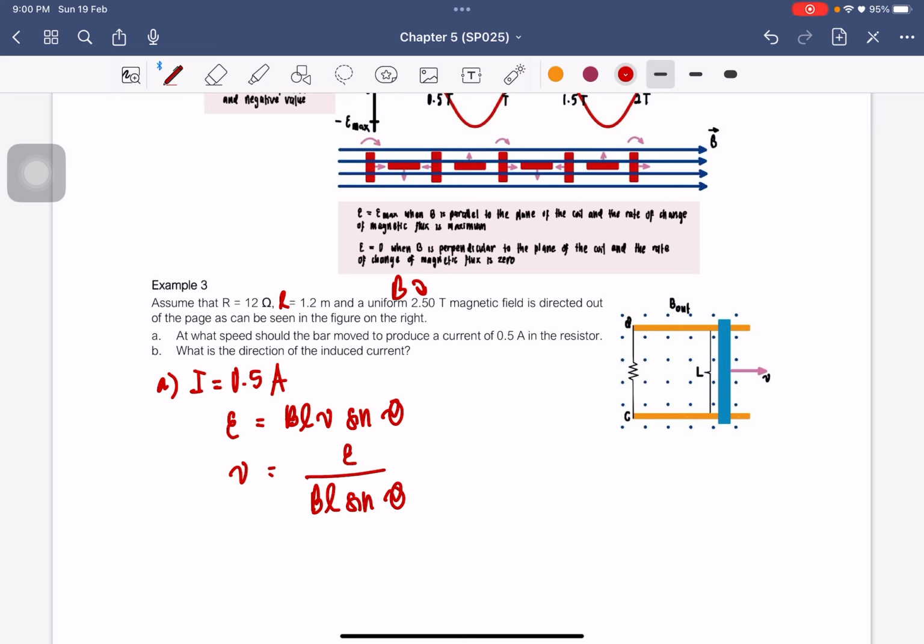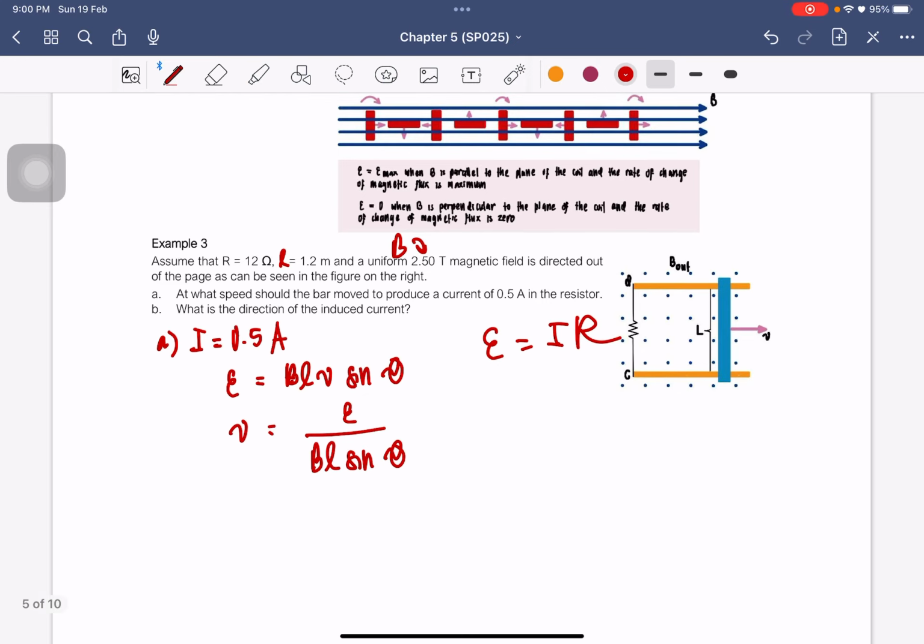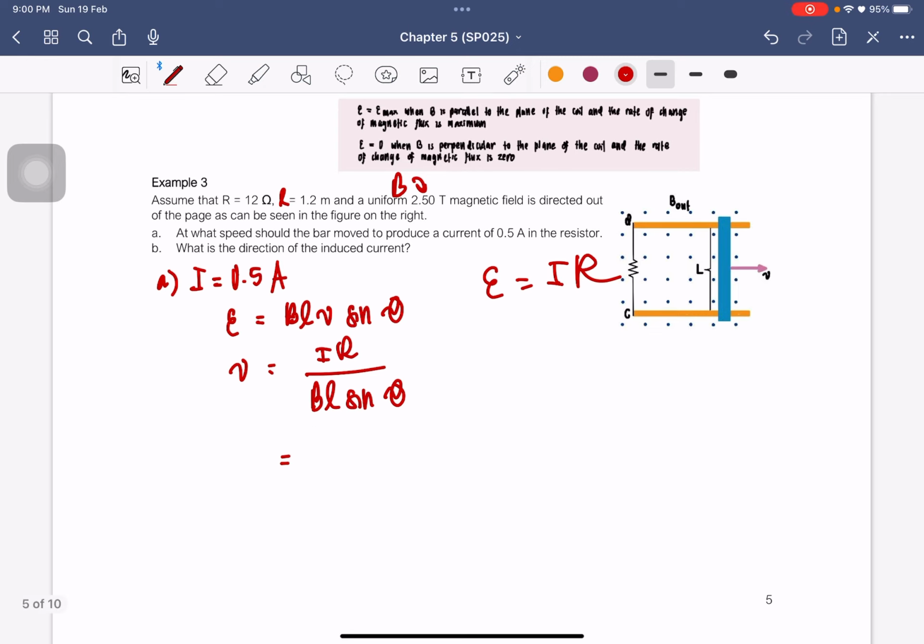But what do we know about EMF? EMF is actually this, the voltage. So EMF can also be equal to IR, which is Ohm's law, V equals IR. So we can substitute here. It becomes IR, because I is already there and R is already there. So you just substitute all the values. So you should get the speed of the bar to be equal to 2 meters per second.